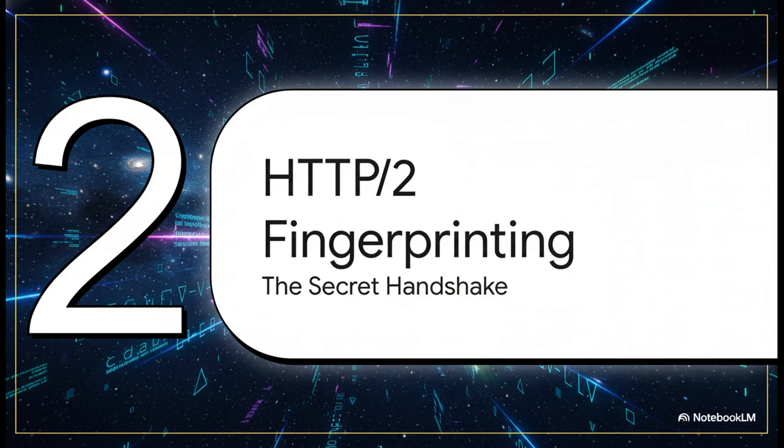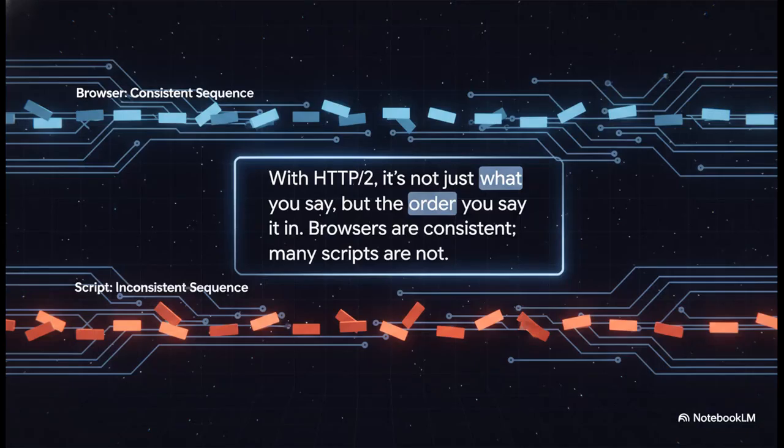But let's say you're clever. You managed to spoof that initial TLS signature. You're not out of the woods yet, oh no. There's a second, much more subtle test you have to pass. The secret handshake of the modern web, HTTP/2. This really nails the next layer of detection.